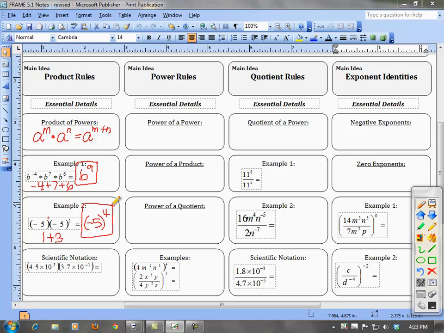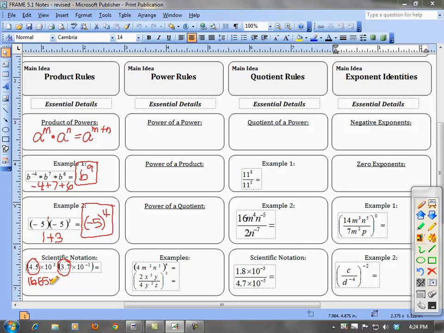Okay? Similar type of idea, we're going to use scientific notation, and we're going to do some of this. This is a chemistry and science type application. What we're going to do is take the like terms and multiply them. So 4.5 times 3.7 is 16.65.